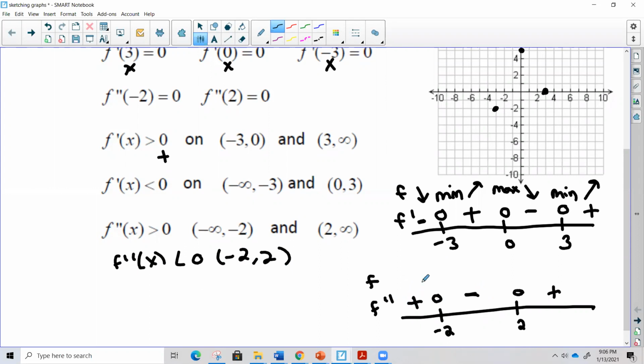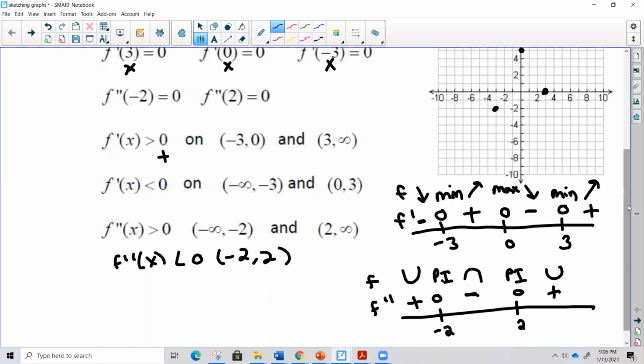So from negative infinity to -2, because the second derivative is positive, it's concave up. From -2 to 2 is concave down. If the second derivative changes sign, or the function changes concavity, then we have a point of inflection where it changes sign or changes concavity. And same thing here, from 2 to infinity, it's concave up. So at 2, the concavity of f changed. So this is also a point of inflection.